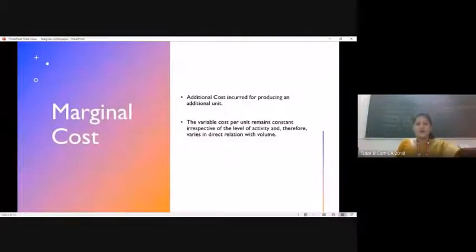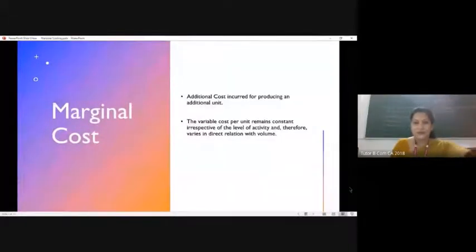So that's what I had been talking about, the variable cost. Variable cost per unit remains constant irrespective of the level of activity, and therefore it varies in direct relationship with the volume. Because as I increase my production volume, my cost connected with procurement of raw material, cost connected with engagement of laborers, all these would be increasing. There will be a change which is very much proportional to the volume of my production. That is a very basic nature of variable cost.